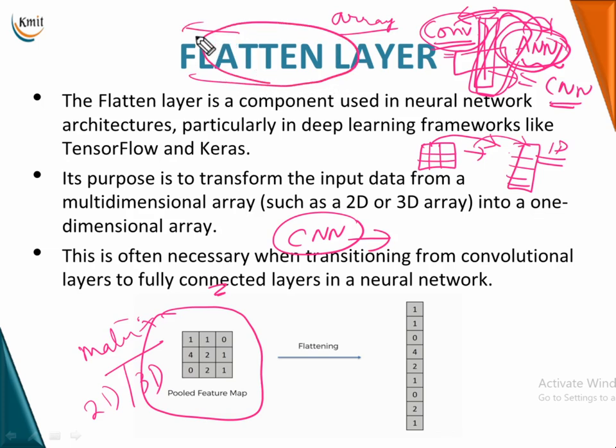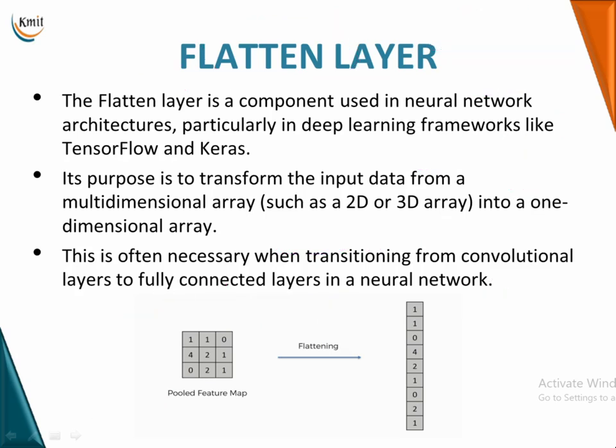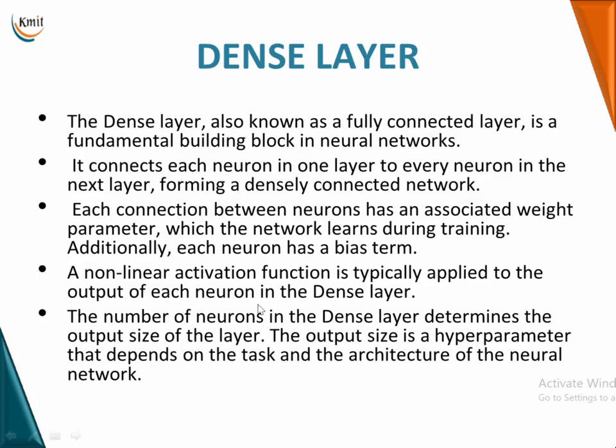So the flattened layer is used just before the dense layer. Dense layer means your fully connected network or your simple artificial neural network. So you have to use a flattened layer just before you go to a dense layer. It is often used when transitioning from a CNN to fully connected layers, also known as dense layers, inside a neural network. So that's how you are going to use a flattened layer. Next is moving to the dense layer.